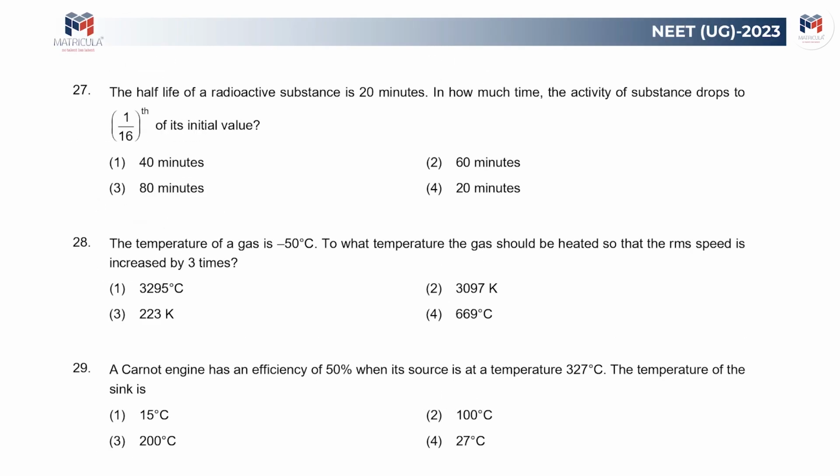Question number 27. The half-life of a radioactive substance is 20 minutes. In how much time the activity of substance drops to 1/16th of its initial value? The answer is option number 3, 80 minutes.